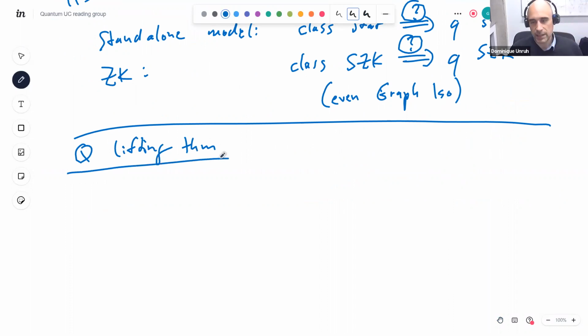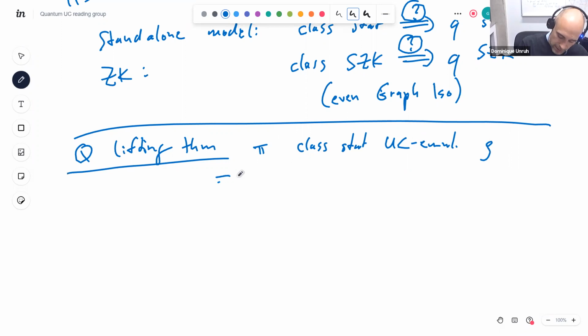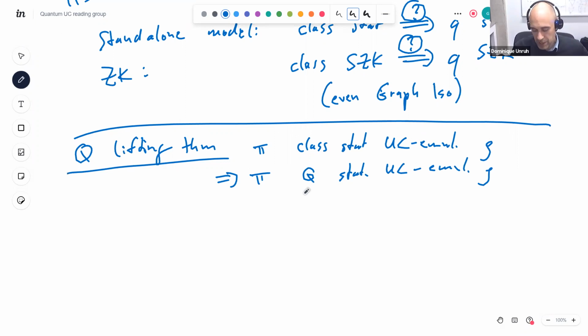Because it allows us to lift a protocol from the classical setting into the quantum setting. And it says if pi classical statistical UC emulates rho, then the same thing holds in the quantum setting. And it also implies the quantum computational UC emulation because that's weaker than statistical.